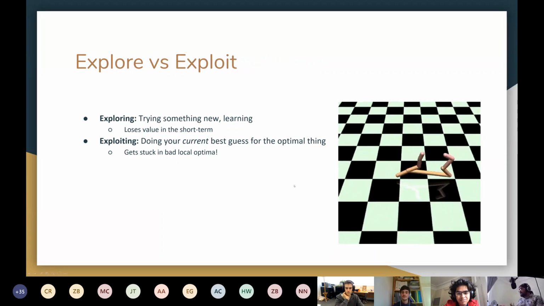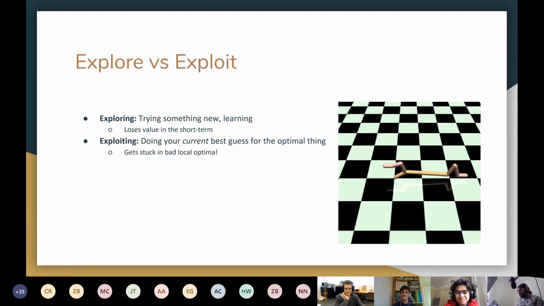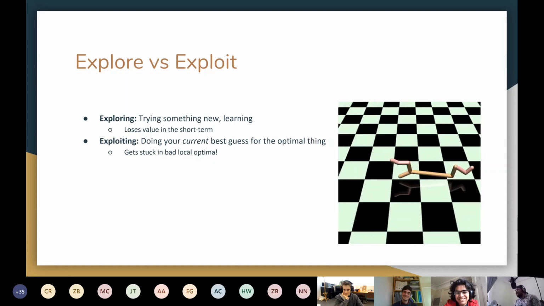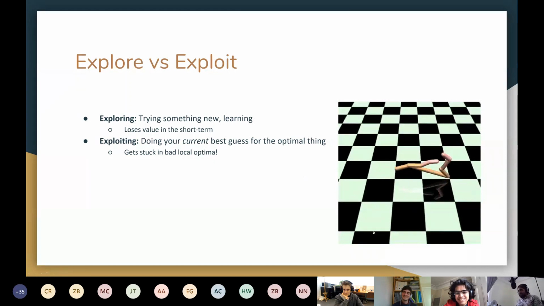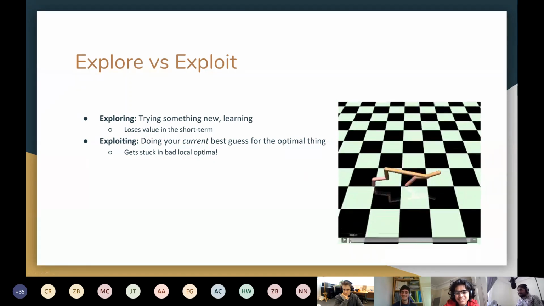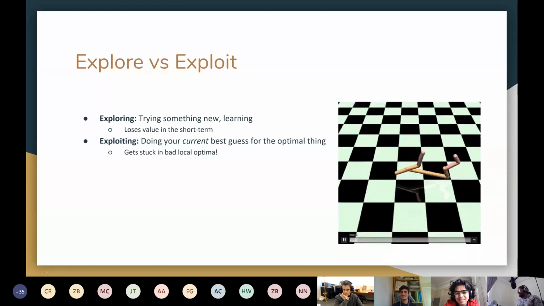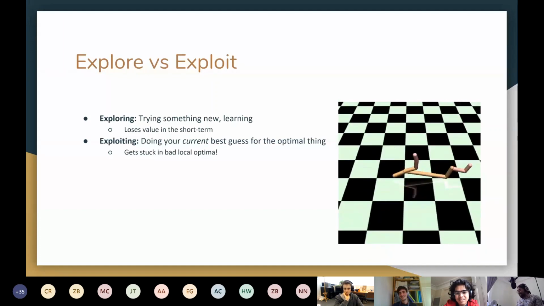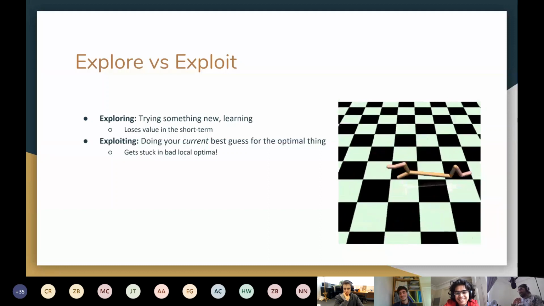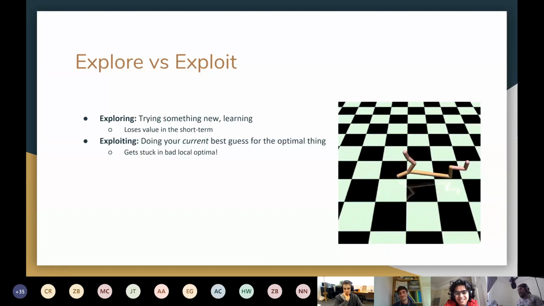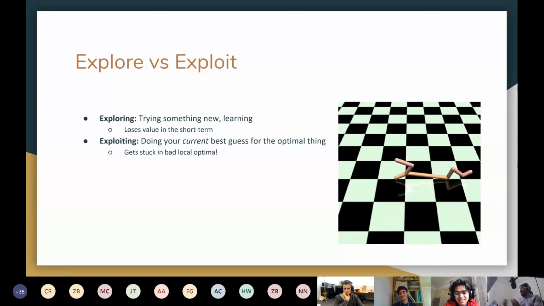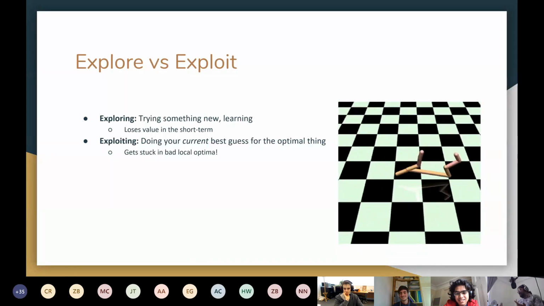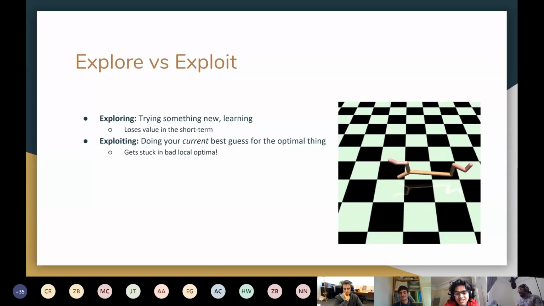So this is an example of what happens if you don't explore enough. This is apparently a cheetah that was being trained to learn how to run. It figured out pretty early on that if it flipped over, it would briefly be going fairly fast. And so it just got really used to flipping over. And then from its back, it figured out that it can run like this. And the speed it gets right now is about a third of the speed it would get if it was running the right way up.